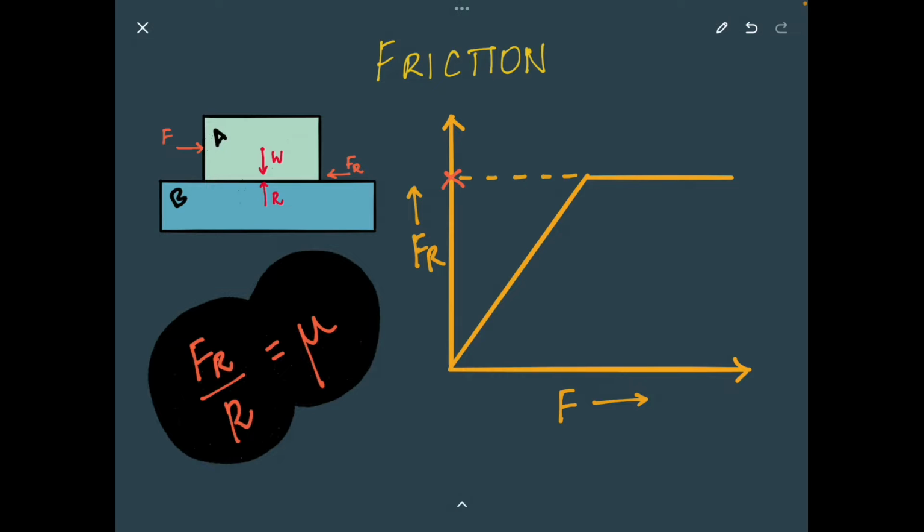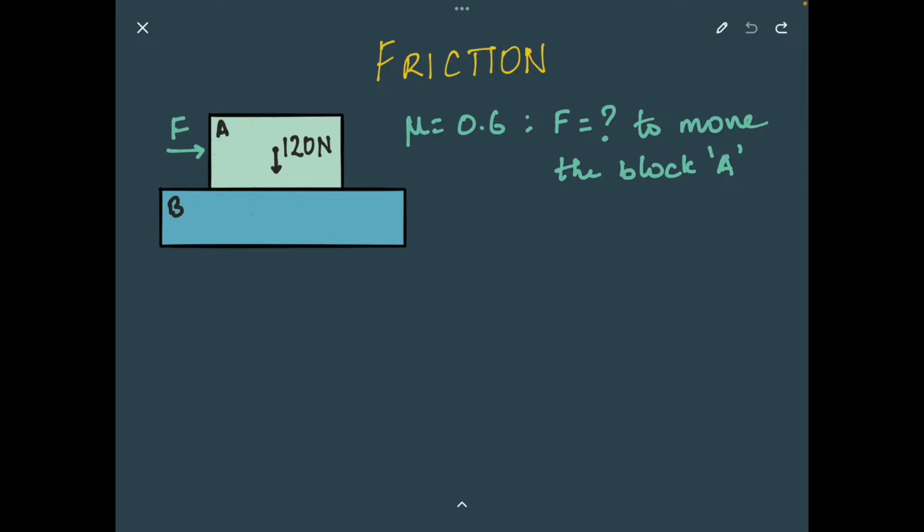When you rearrange this relation to get the friction force, you will get Fr, the friction force, is equal to mu times R. Okay, now let's apply all these concepts to this problem. You have a block A with a weight of 120 Newton resting on block B. If the coefficient of friction between the surfaces is 0.6, what will be the minimum force required to move the block A?